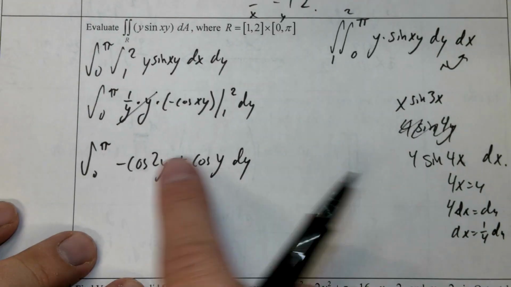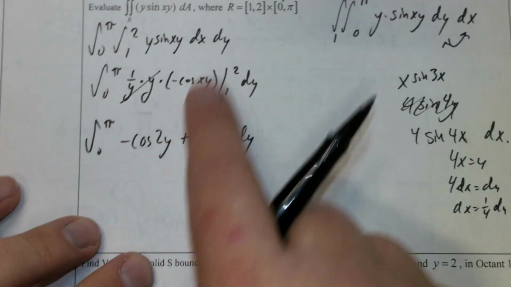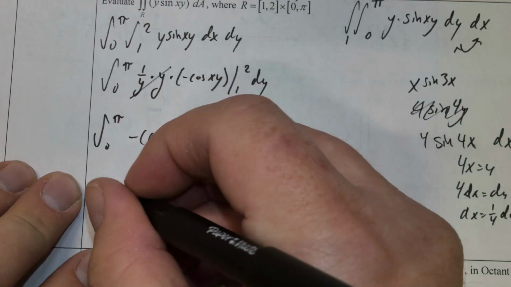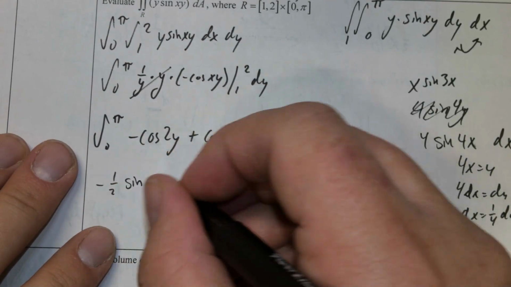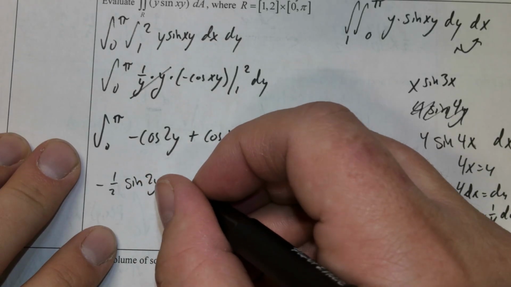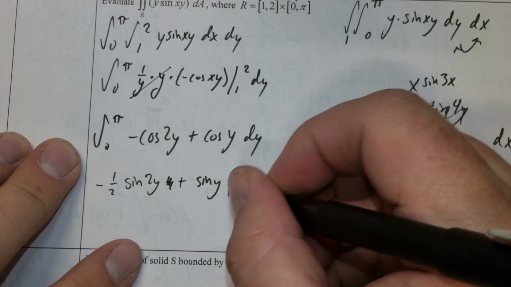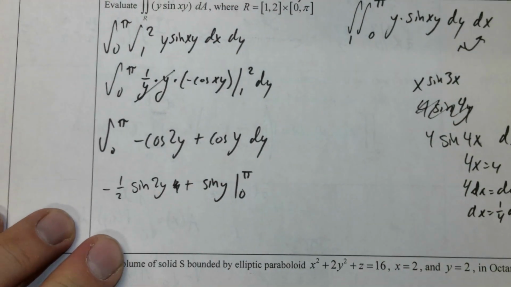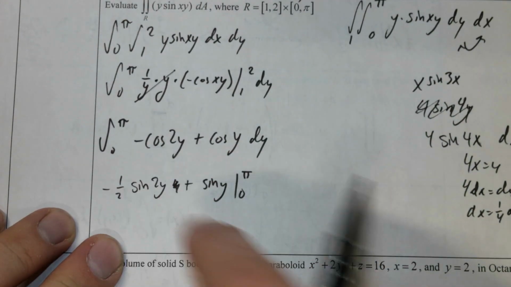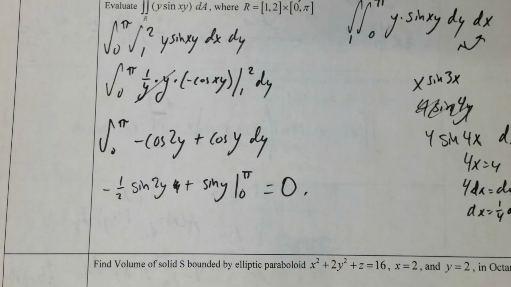Again, nice, clean integrals, no by parts, none of this yucky stuff that the dy dx would have caused. And again, as I anti-chain rule here, negative 1/2 sine 2y plus sine y, evaluated from 0 to pi. And guess what? Sine of 2 pi is 0, sine of pi is 0, sine of 2 times 0 is 0, sine of 0 is 0. This just is 0.